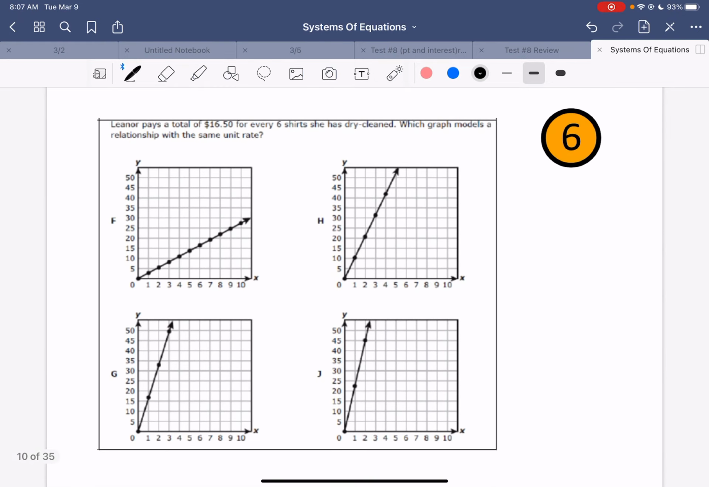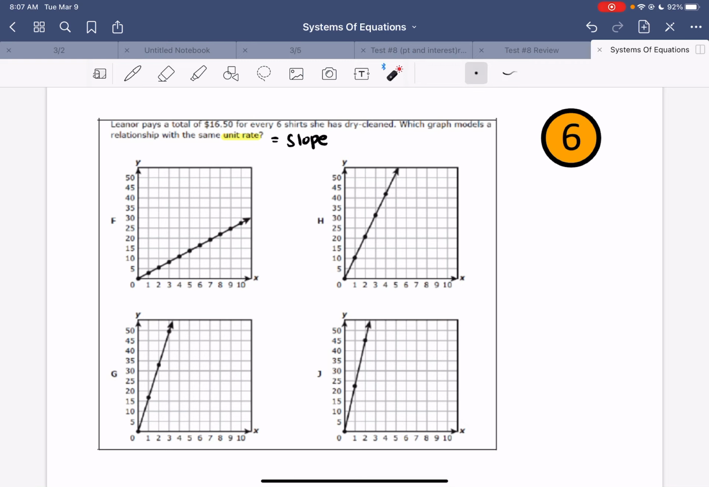It says Lenore pays a total of $16.50 for every 6 shirts she has dry cleaned. Which graph models a relationship with the same unit rate? So first, unit rate is the same. This equals slope. Okay, so which one has a slope of, for every 6 shirts, she pays $16.50.